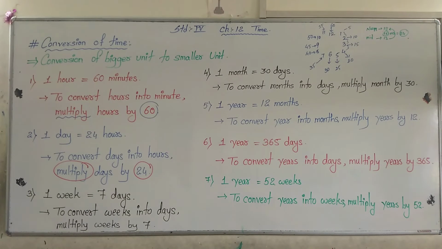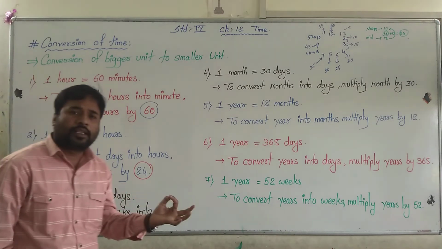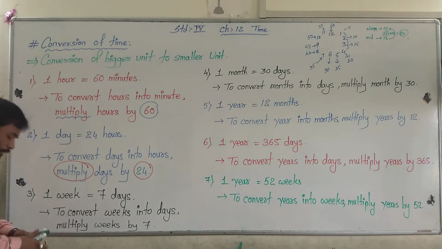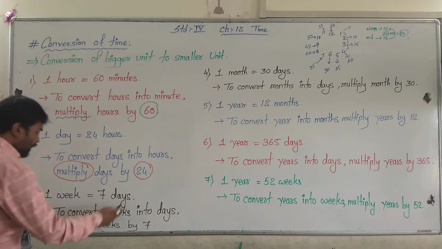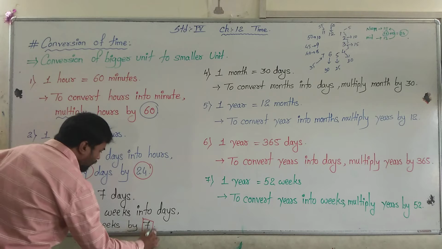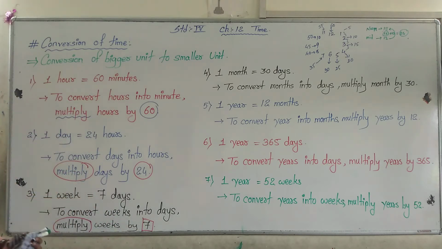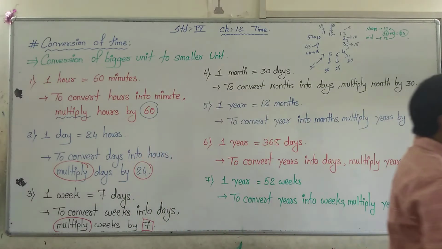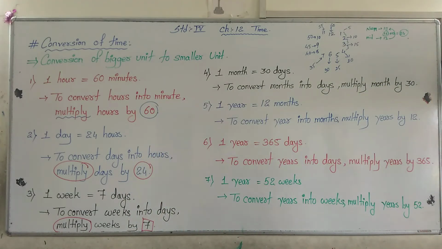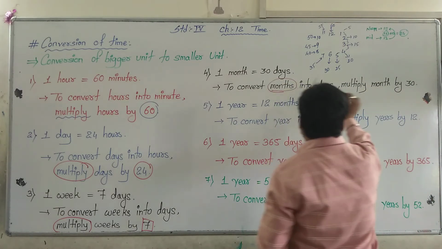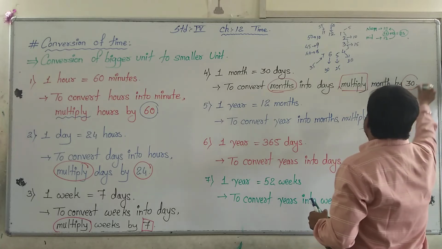Next, 1 week is equal to 7 days. We are very familiar with the weeks: Sunday, Monday, Tuesday, Wednesday, Thursday, Friday, and Saturday. So how many days are there? 7 days. And whenever we convert weeks into days, at that time we will multiply by 7. Be careful to remember the conversions. Now, 1 month is 30 days. Most probably we move with 30 days. So to convert months into days, multiply the given months by 30.